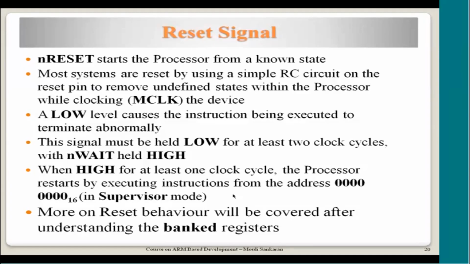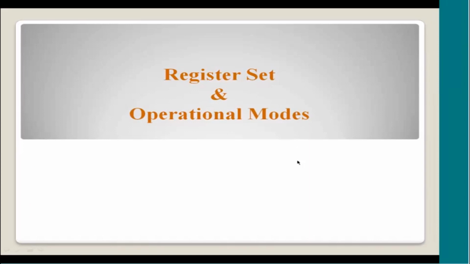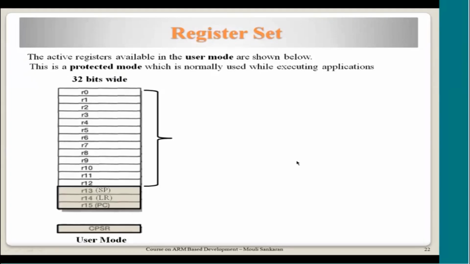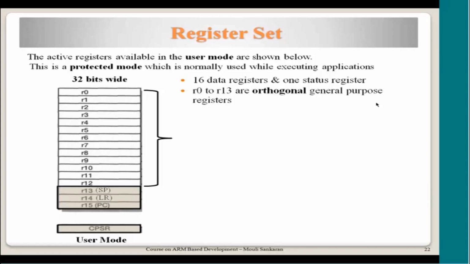Okay. Now let us go into the register set and the different operational modes of the processor. These are the registers that normally as a user we would be using. These are all 32-bit wide registers. They are called R0 to R15. But these three registers which are shown in shadow are all for special purposes. We'll see what they mean. And CPSR is the current processor status register, which has some condition codes and some bits about internal operations. So there are 16 data registers and one status register.